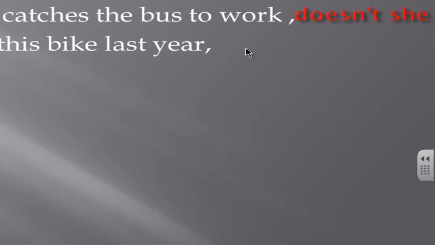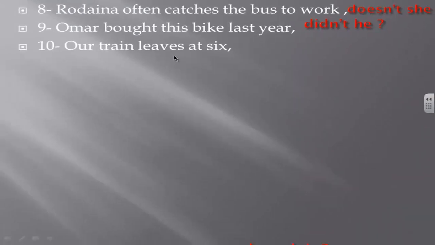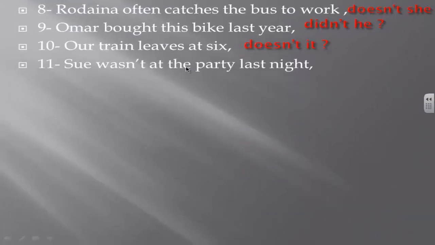Number 9, Omar bought this bike last year. Bought is in the past simple, negative of the past is didn't. It will be didn't he. Number 10, our train leaves at 6. The verb here is leaves. It's in the present simple, negative of the present simple is doesn't. Doesn't it? Sue wasn't at the party last night. The verb is wasn't, we will change it into positive: was she?